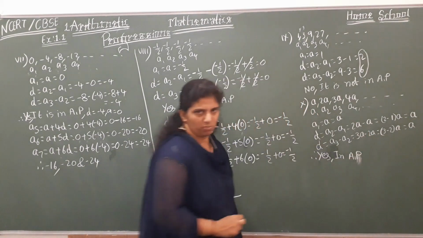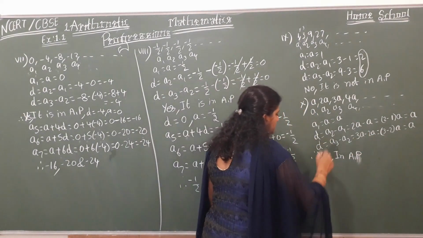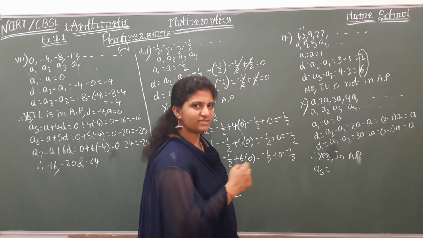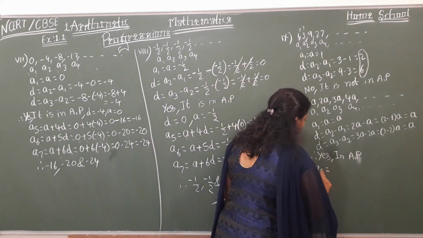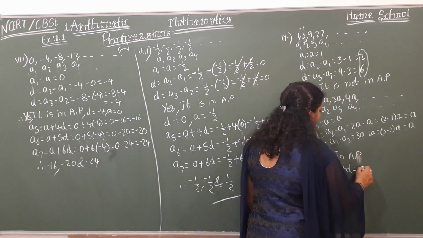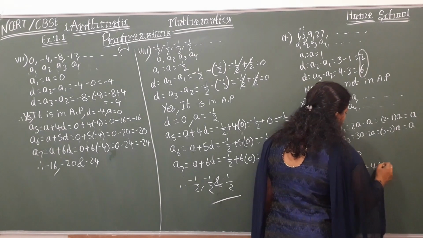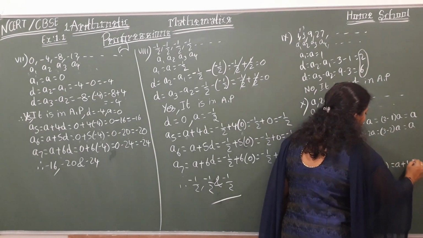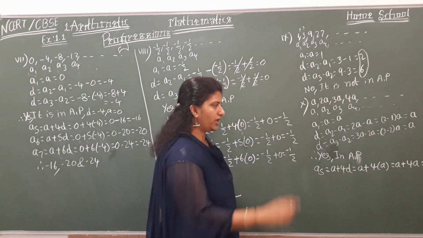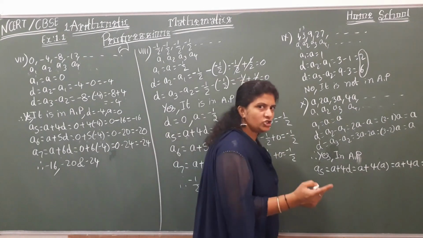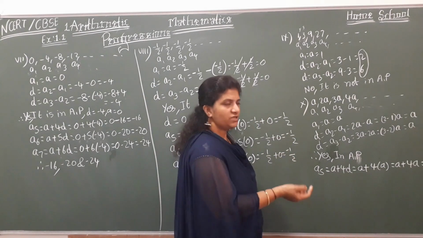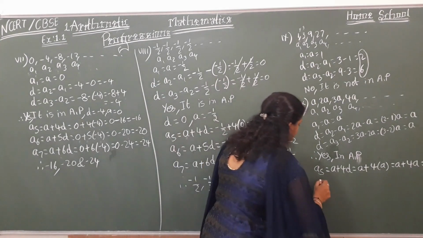If it is in AP, what's the next term? Children, what will be the next term? 5A, 6A, 7A. So let's find out here. A5, A plus 4D. What's your A value here? A plus 4 into A. That will be A plus 4A. 4A plus A will be 5A. Directly you can do, or you can take common and add. If you don't know children, you are at the starting stage, just take out common, slowly you do. Suppose if you are perfect, directly you can add.